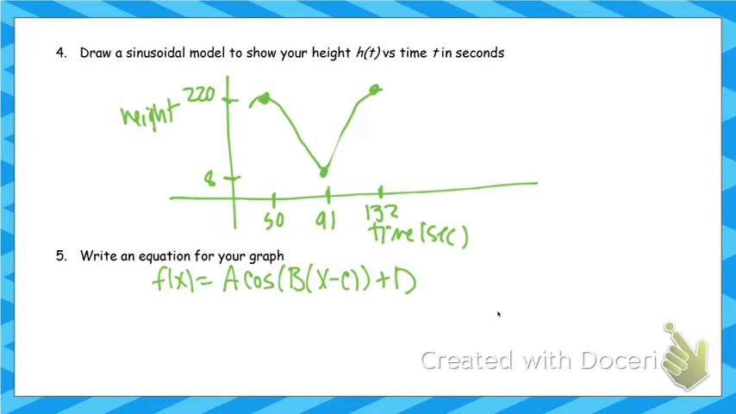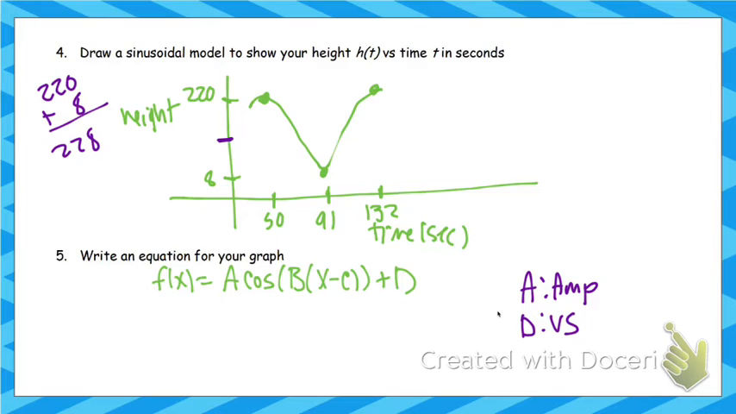All right, let's remember what these things stand for. A was the amplitude, and D was the vertical shift. Let's do those first. Vertical shift is the middle height here. Now that middle is not marked, so we need to figure out what it is. To figure out what's in the middle of 220 and 8, you're kind of finding the average. So 220 plus 8, and then we divide that by 2. So I figure out that my middle is 114. So that's my D value.